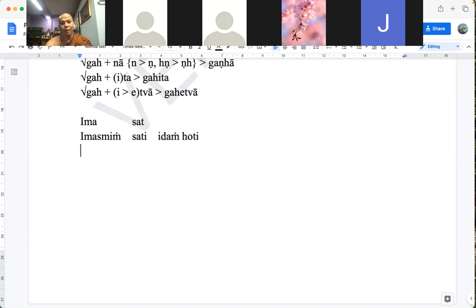Right. So maybe imasmim is referring to the cause, idam is referring to the effect. Oh. So that means when there is a cause, there is a result also. Oh, I see. So when there is avijja, there will be sankhara and so on. Yeah, that is also a locative absolute construction, right? Oh, so asati, that means if there is no cause, there is no effect. Yeah, right. Okay, thank you. Very clear.